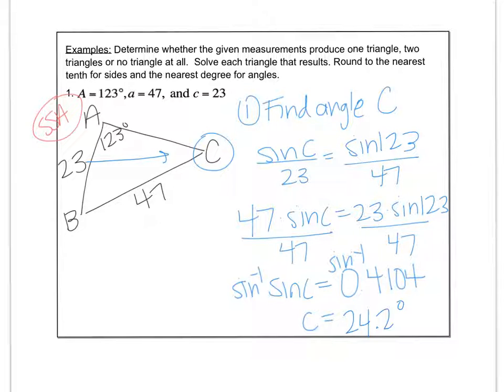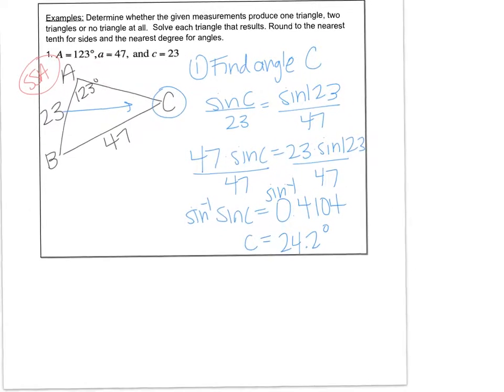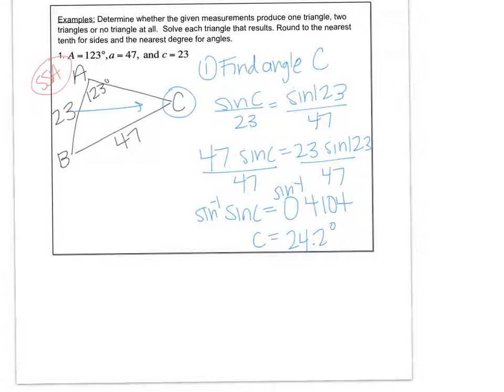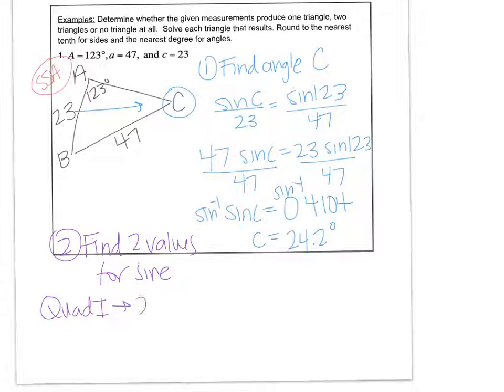Here's how you do the next part. What we need to do for the next part is think of the fact that the sine has 2 places where it's positive, quadrant 1 and quadrant 2. So now I'm going to split this into 2 problems. We're going to find 2 values for C. The first value is going to be the quadrant 1 value, which is the answer we already got from the calculator. The calculator will always tell you the quadrant 1 answer. What you have to think about is how you're going to find the quadrant 2 answer.